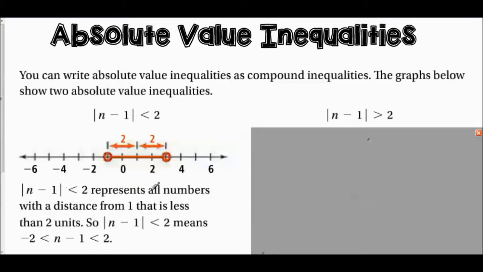It represents all the numbers with a distance from 1 that is less than 2 units. So some possible solutions, you can see in this graph. If I put 0 into that inequality, 0 minus 1 is -1. The absolute value of -1 is 1, and that is less than 2.